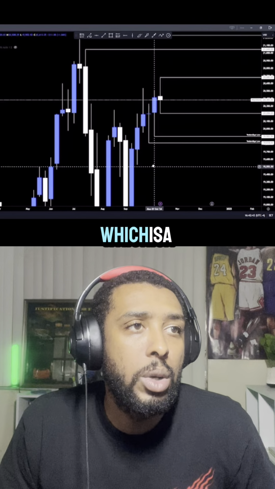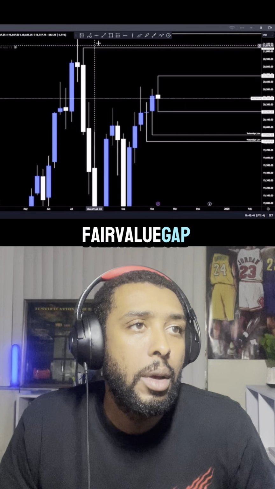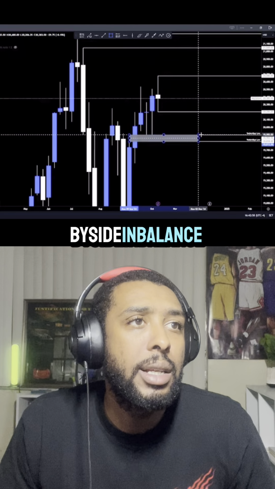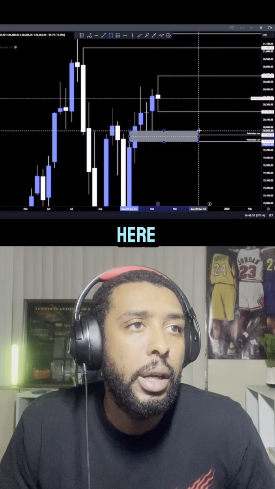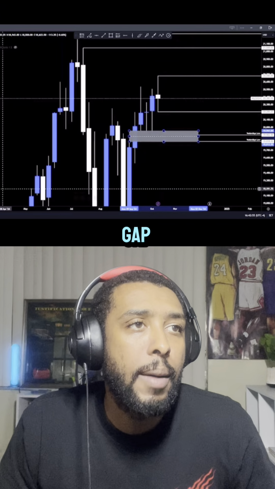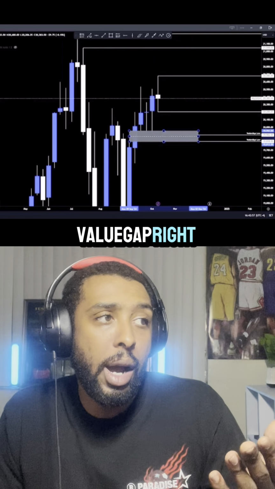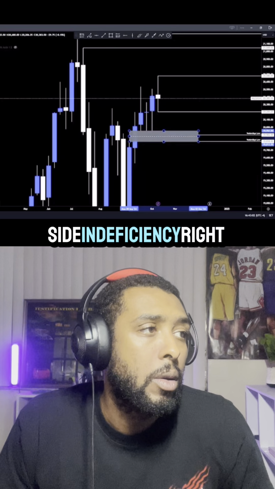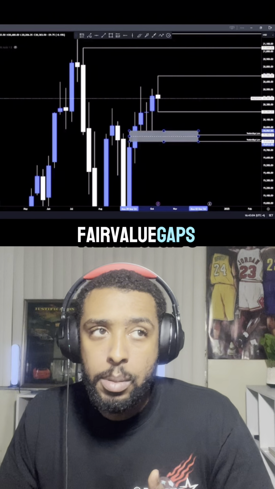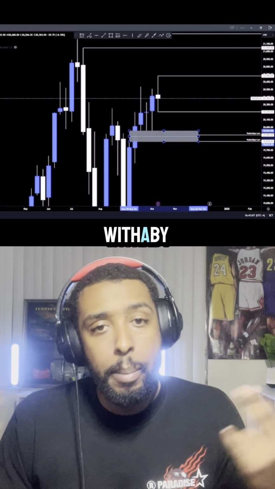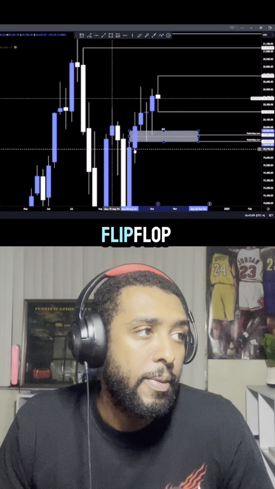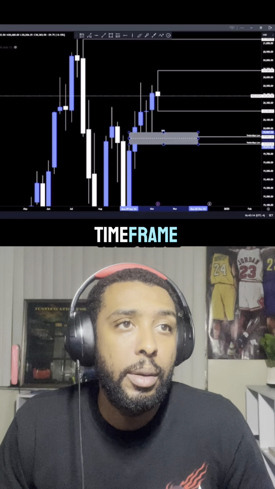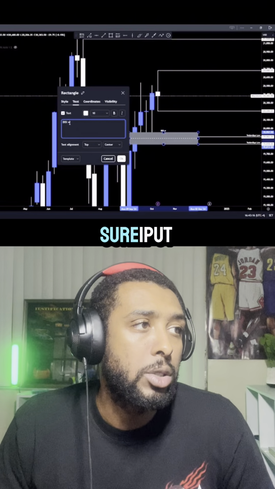What we got right here? We have a fair value gap. You see that fair value gap? Which is a buy side imbalance, sell side inefficiency from here to here. This is a bullish fair value gap, which is called a buy side imbalance, sell side inefficiency, right? A bearish fair value gap is a sell side imbalance with a buy side inefficiency. It just flip-flops. So this is a bullish fair value gap, which is called a BISI, and this is on the weekly time frame. So let's annotate that. I want to make sure I put weekly.